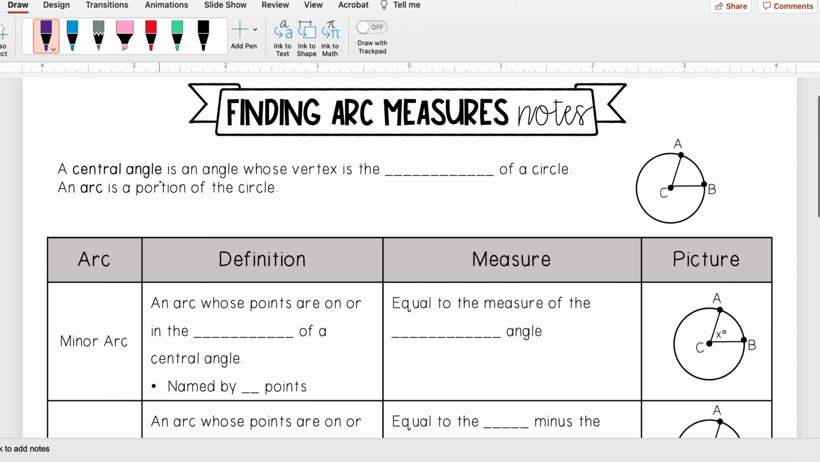So first, just for some vocabulary, we have that a central angle is an angle whose vertex is the center of a circle. So here I see that angle ACB is the central angle. And so that's this angle right here. And that's because its vertex, C, is also my center of the circle.